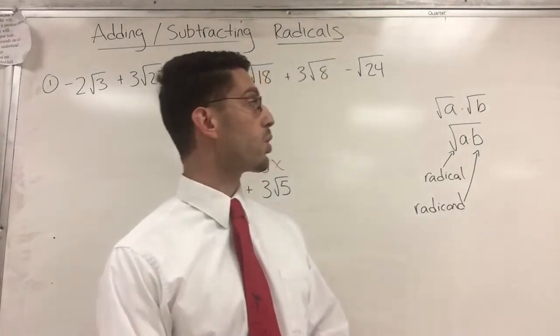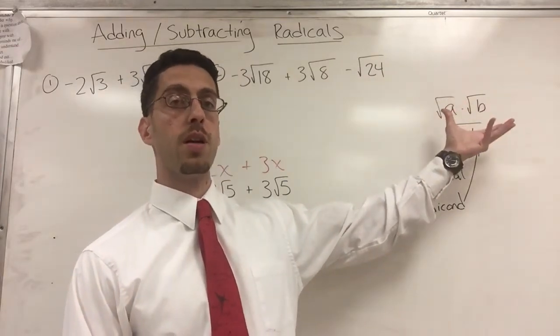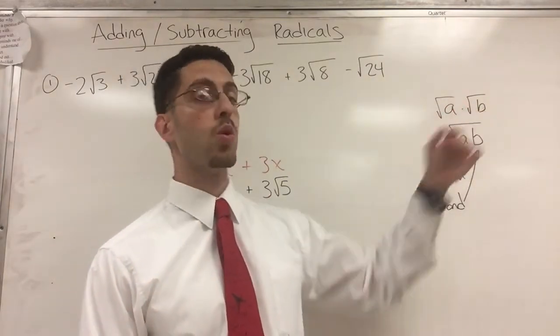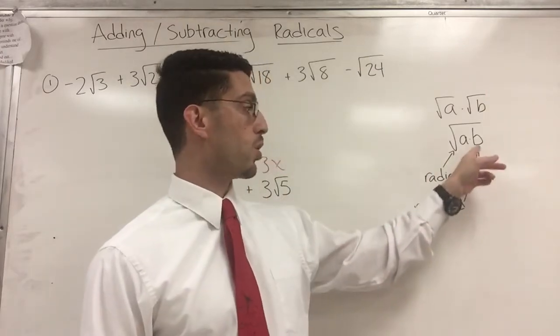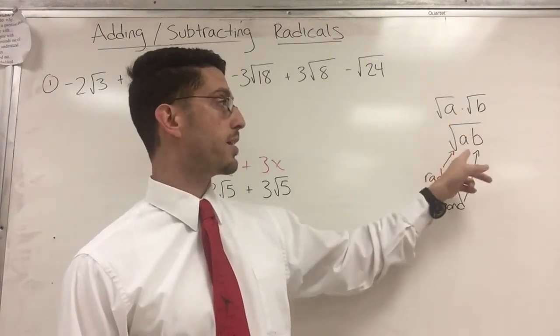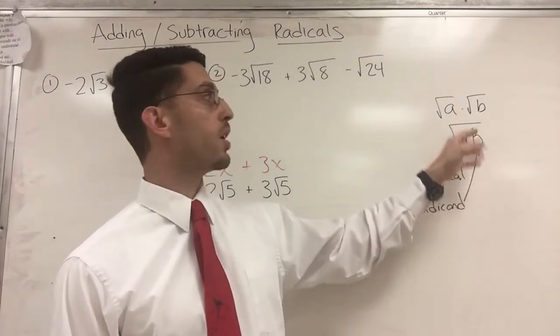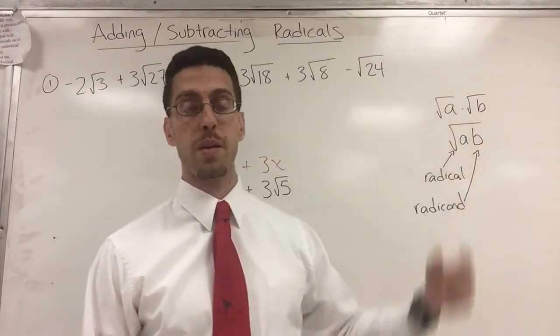Some vocabulary real quick. If you're dealing with separate numbers, radical A times radical B, you are allowed to multiply the numbers inside. And those numbers are called the radicands. Anything inside a radical symbol is the radicand, okay? So radical A times radical B is the same as saying radical AB. And you'll see that in a minute.